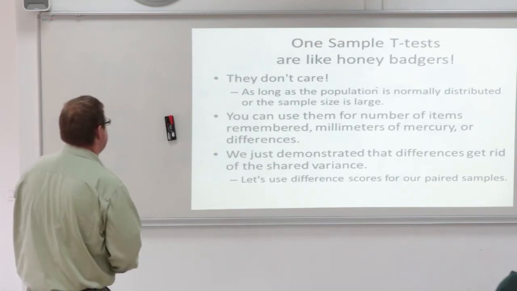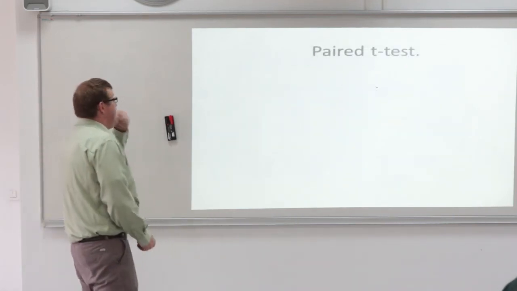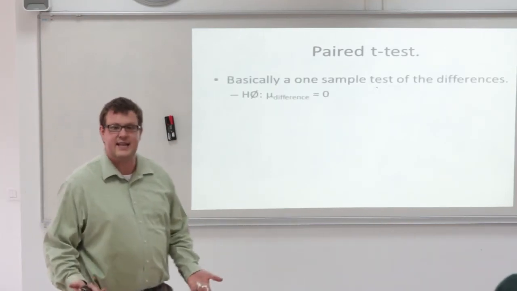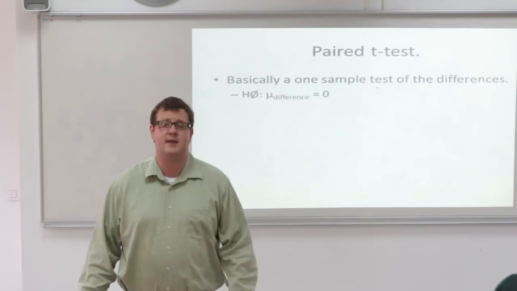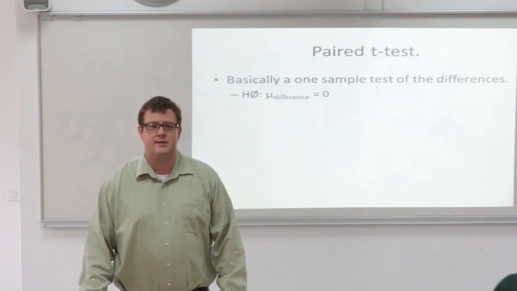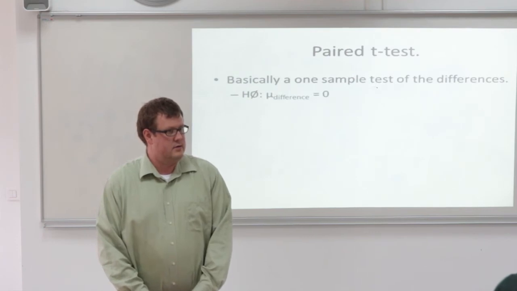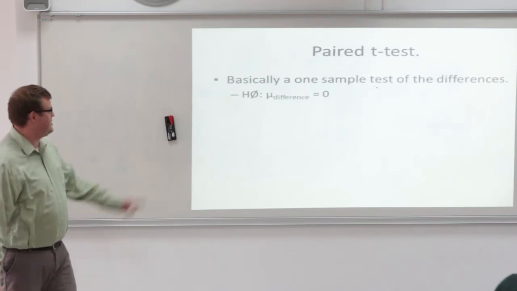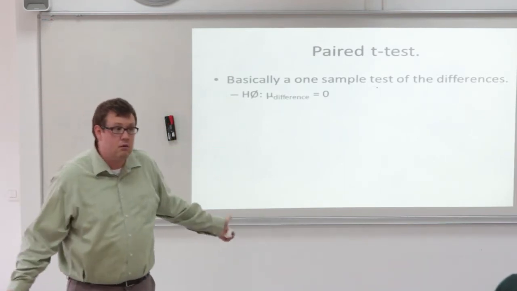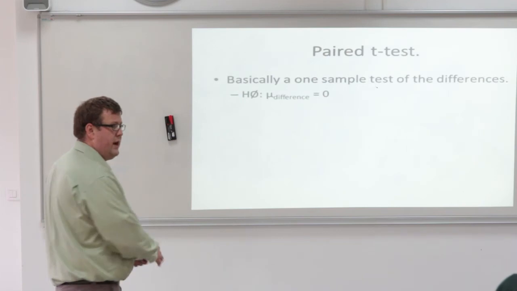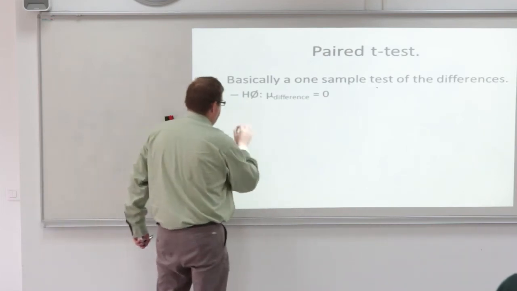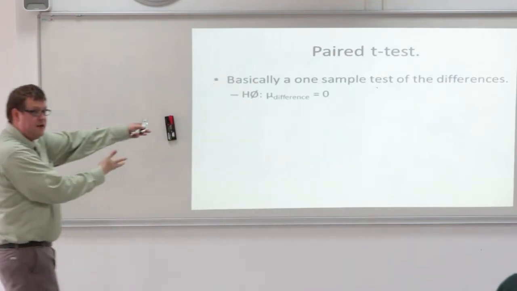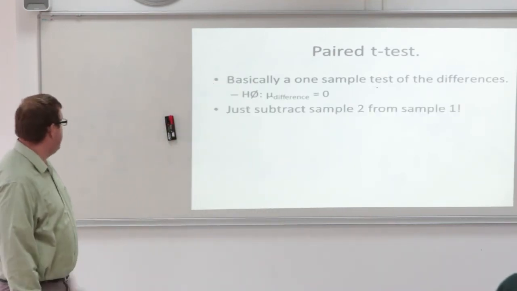So let's use the difference scores for our paired samples. Do a paired t-test. Basically, our paired t-test, this is why I said it's old. Our paired t-test is just a one sample t-test. But it's on differences. So we can rewrite the null hypothesis as the mean difference is 0. Right? That's equivalent to what I said before, which is the mean of test 1 minus the mean of test 2 equals 0, right? Mean difference, 0. Okay, so we've got our null hypothesis.